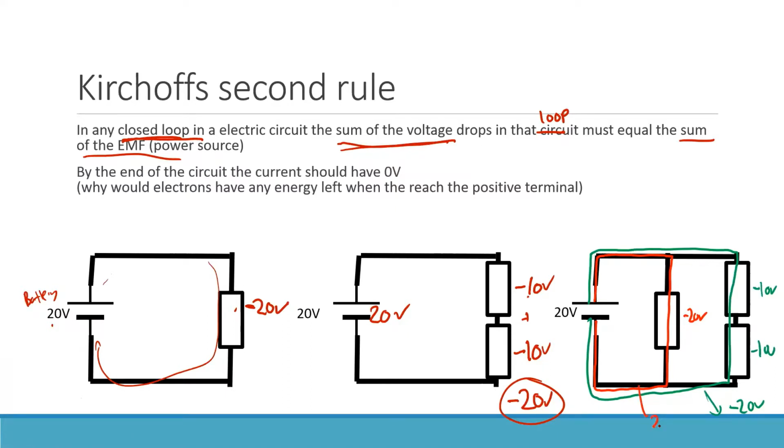What's interesting about this is that even though these are the same size resistors, because this is on its own loop, it drops 20 volts, whereas these ones share a loop, so they drop 10 volts. I should point out that this becomes even weirder when you start to deal with situations where you might have this going on.